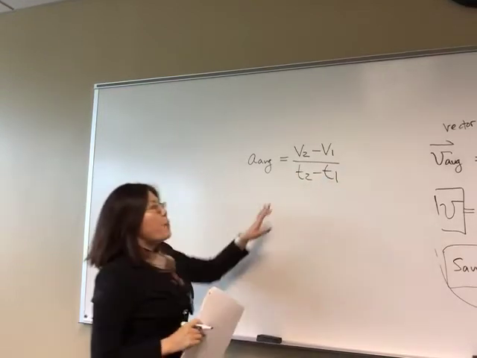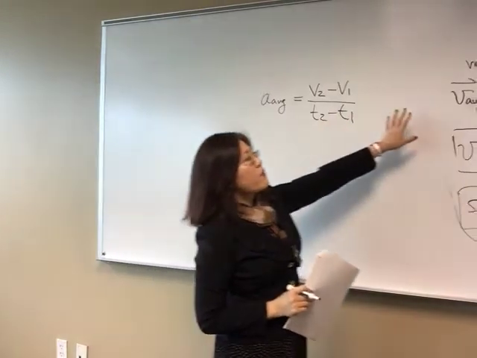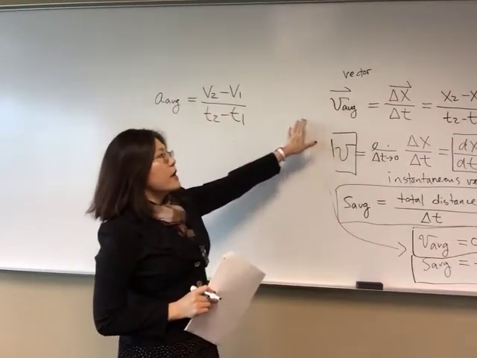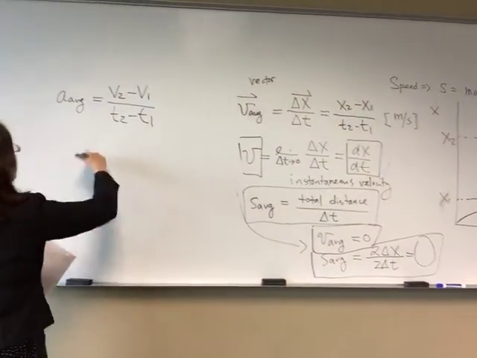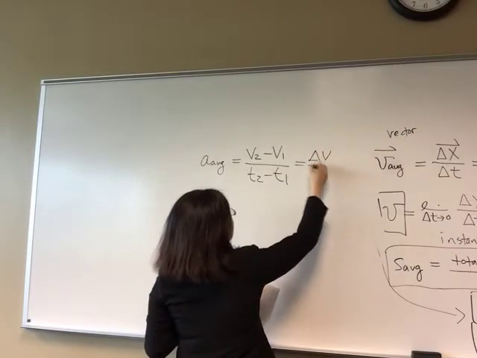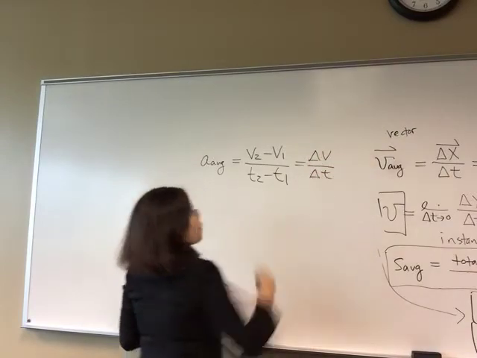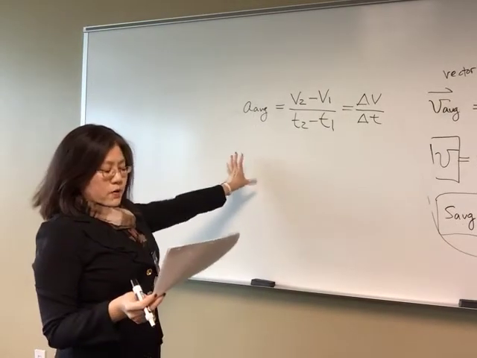So you can see that in part it's very similar. The definition of average acceleration is very similar to the definition of average velocity. It's just that you replace the position with velocity. So in this case, it's basically the change in velocity over the time interval in which the change occurs. This is the definition of average acceleration.